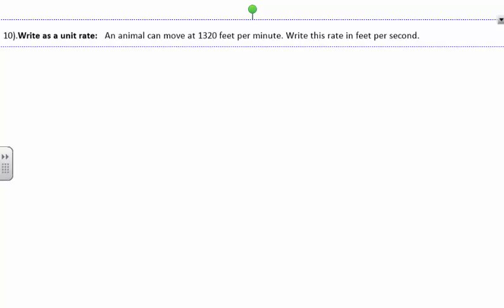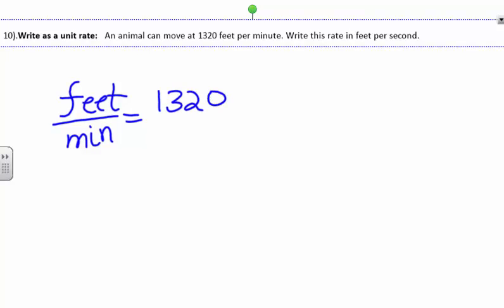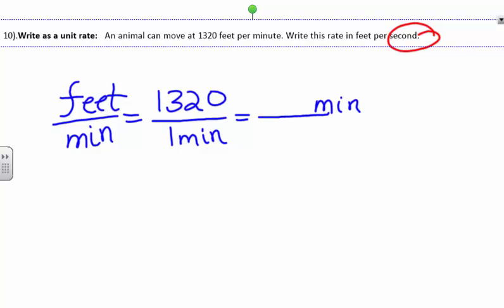Number 10. Number 10 says to write as a unit rate. We're comparing feet to minutes. So we have 1,320 feet over 1 minute. But if you noticed here, we're trying to convert this to seconds. So since we want to get rid of minutes, we're going to put minutes in the numerator and seconds in the denominator because that's what we want to keep.